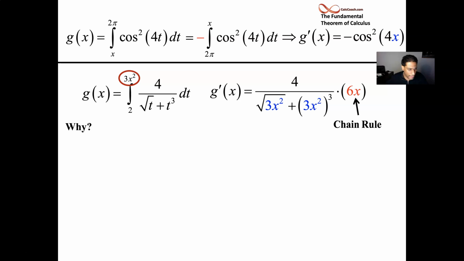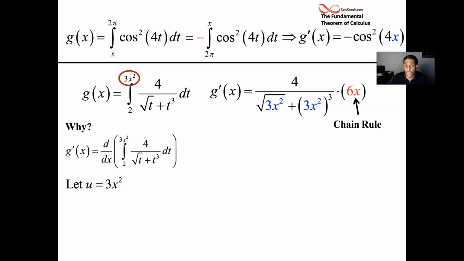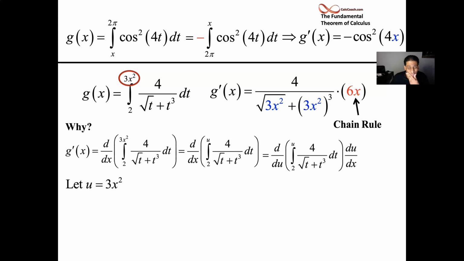Why do we have to do that? Well, here's a quick little motivational explanation. Our derivative of our integral, we're going to set it up using d notation, d dx of the integral. And we're going to do a little substitution. If I was to let u be 3x squared, then I'd have the integral from 2 to u. Now, if I want to take the derivative of that, though, I can't have d dx anymore. I have to have d du. So d du of that integral function, then I multiply by du dx. I'll end up with the derivative with respect to x by doing it that way.